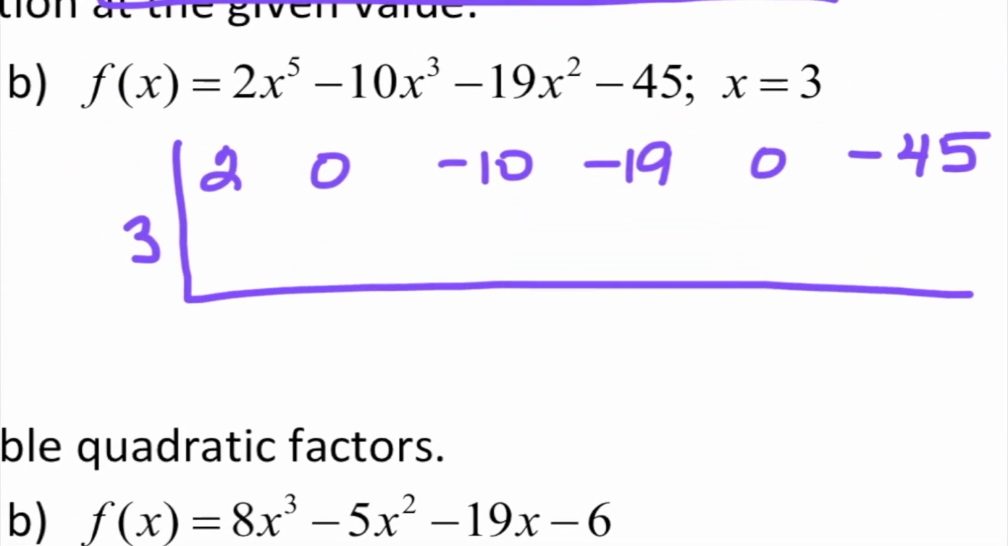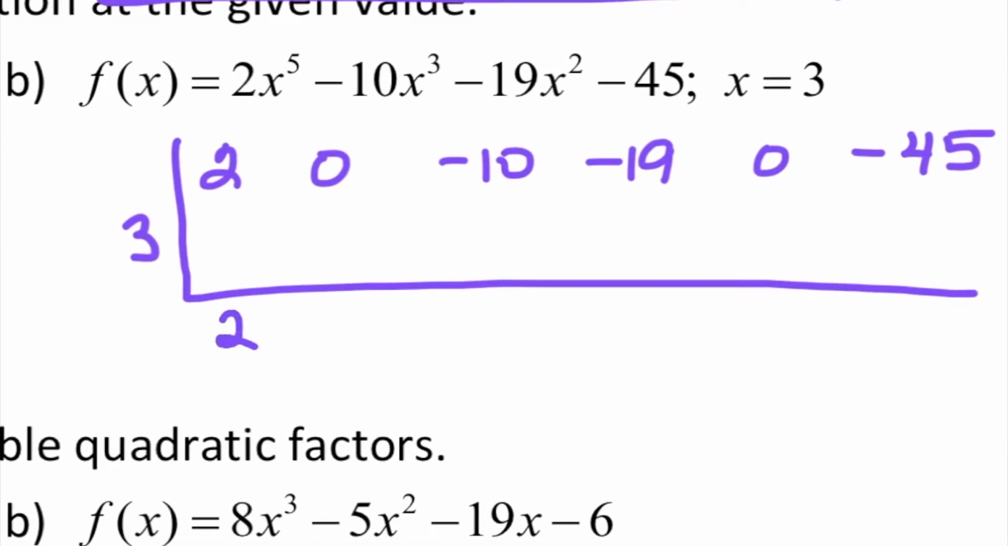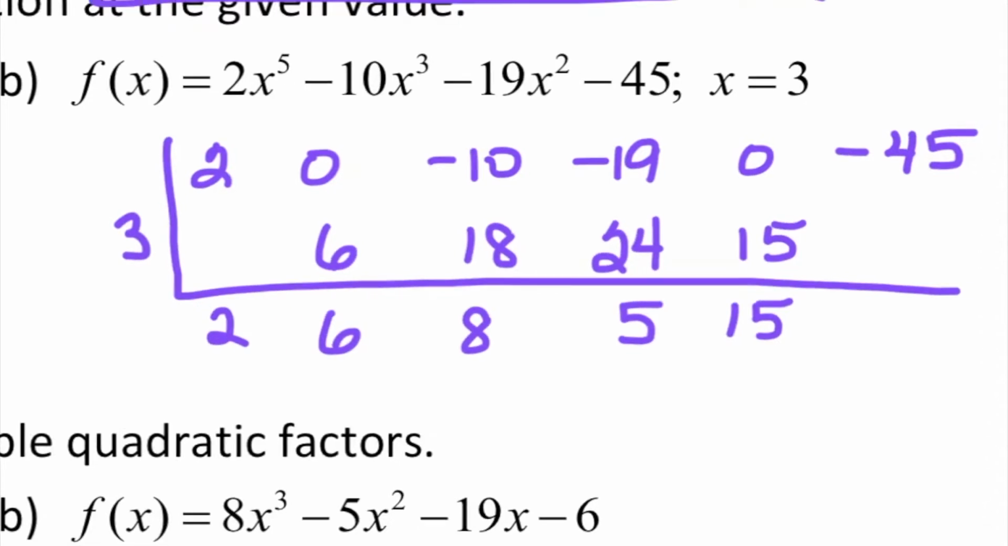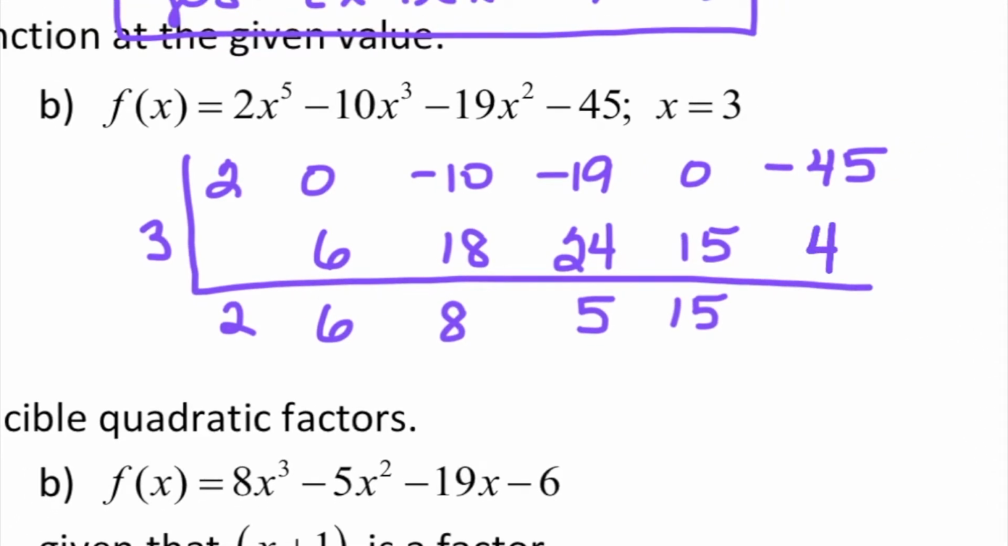Bring down the 2. 2 times 3 is 6. 0 plus 6 is 6. 6 times 3 is 18. -10 plus 18 is 8. 8 times 3 is 24. -19 plus 24 is 5. 5 times 3 is 15. 0 plus 15 is 15. 15 times 3 is 45.